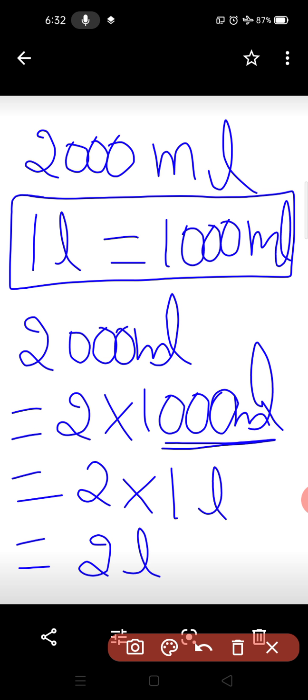This is the way to convert milliliter into liter. So by using the conversions, we can convert from one unit to the other. The standard unit of capacity is liter and milliliter.